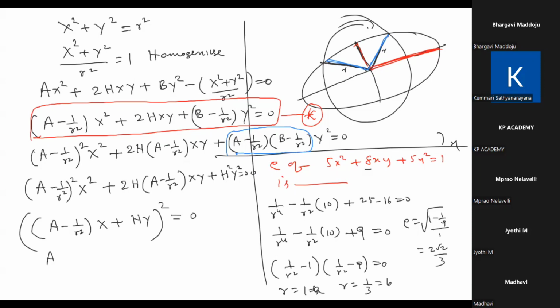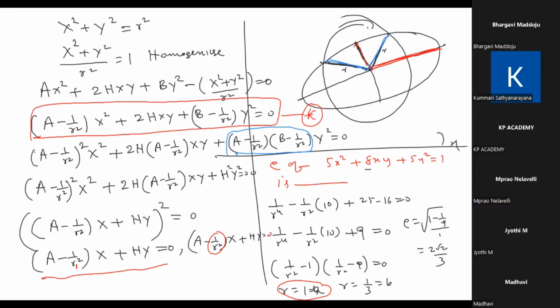So here we'll get two lines: (a − 1/r²) into capital X plus capital H y = 0, the same on both. Now in this, which one is the major axis equation and which one is the minor axis equation? Here, in place of r, if you put the bigger value of a, suppose in the previous example we have 1/r² as 1, that gives the major axis. In place of 1/r², you write the lesser value, that is 9. So if you put 9 here, that will give the minor axis equation.